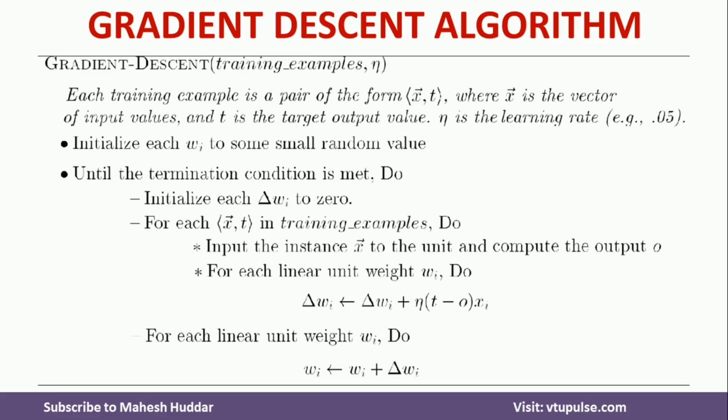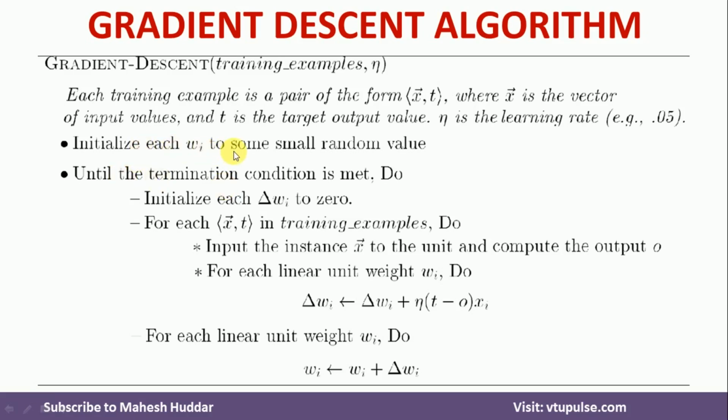Now we will understand what is gradient descent algorithm. The gradient descent algorithm expects two parameters. One is the set of training examples and the other is n. Each training example is a pair of the form (x vector, t), where x vector is the vector of input values and t is the target output value, and n is the learning rate, which is a small number, can be set in the range of 0 to 1, for example 0.05.